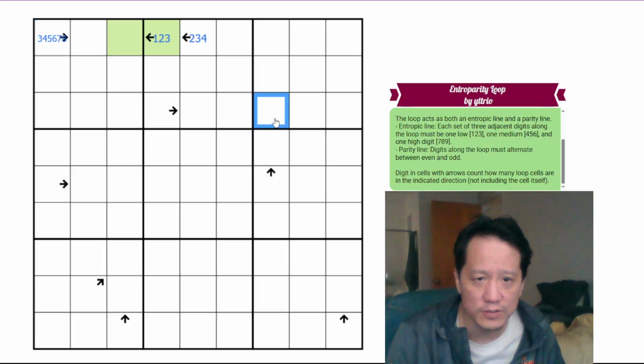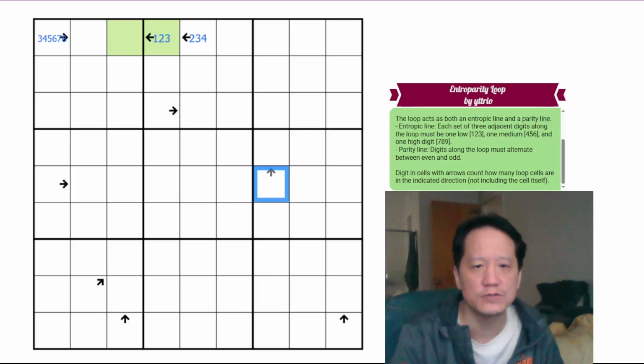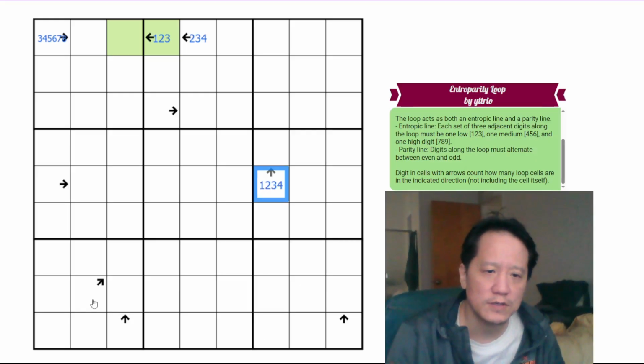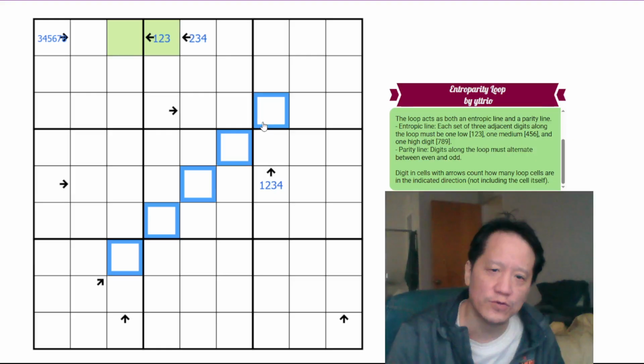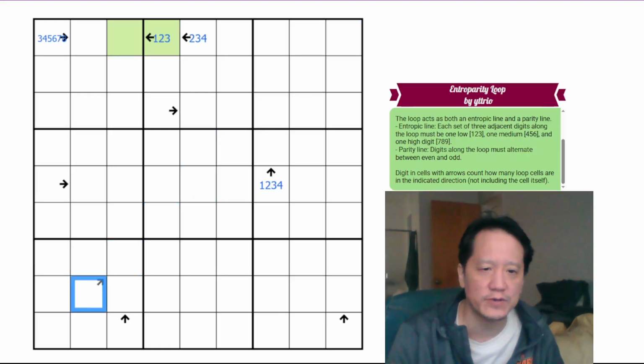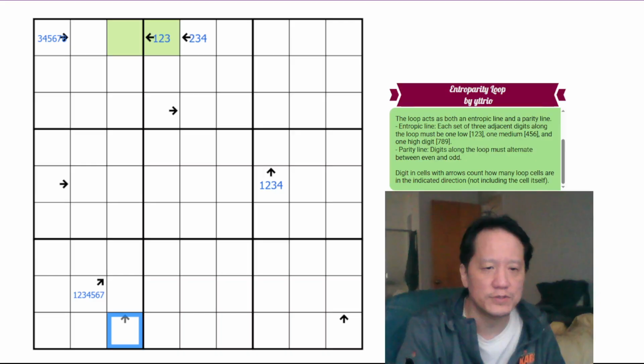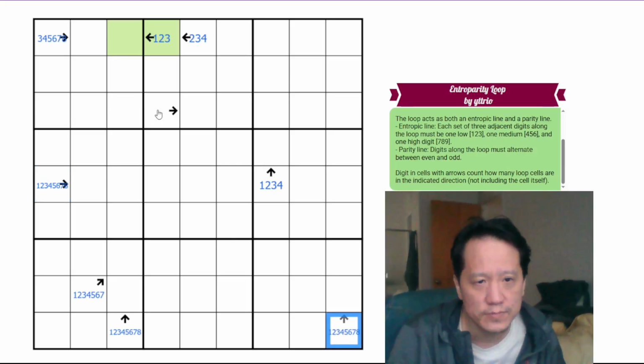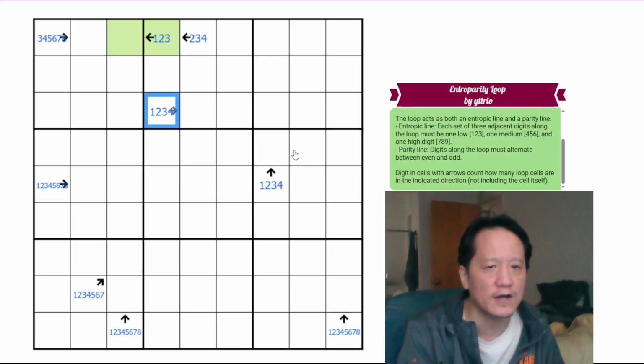This sees 1, 2, 3, 4 cells at most. This sees 1, 2, 3, 4, 5, 6, 7 cells at most. So this is 1 through 7. This is 1 through 8. This is 1 through 8. And this is 1 through 8 here. This sees 1 through 5.